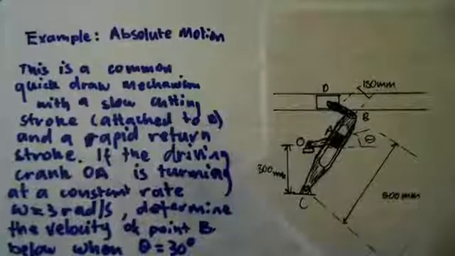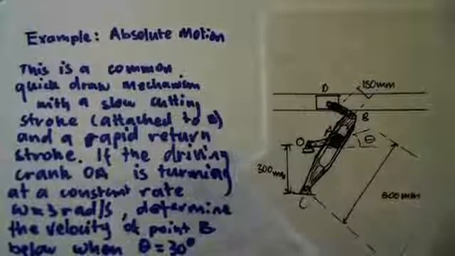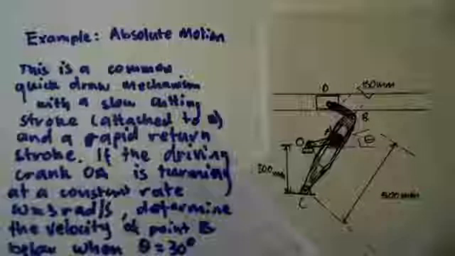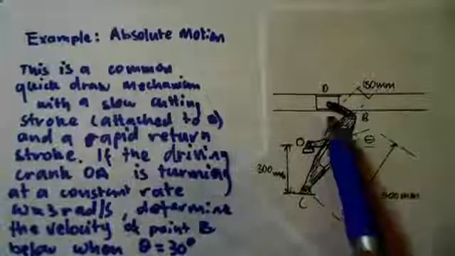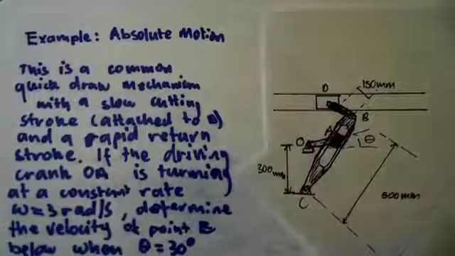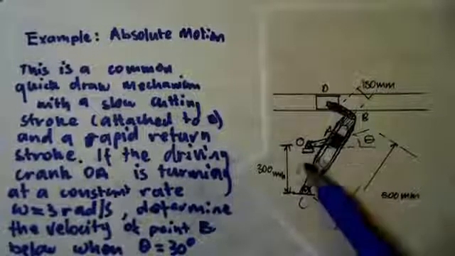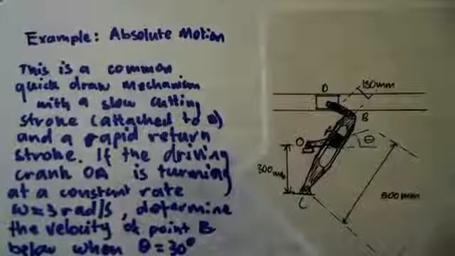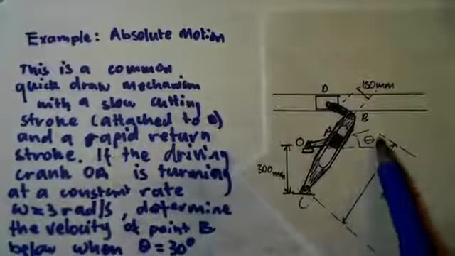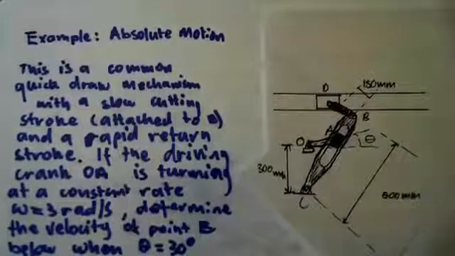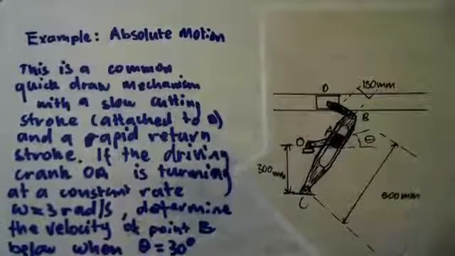Hey everyone, this is just an example on absolute motion, and the question states that this is a common quick draw mechanism with a slow cutting stroke attached to D, just here, and a rapid return stroke. If the driving crank OA, so this driving crank here, is turning at a constant rate, omega, or theta dot, the time rate of change of this angle here, is 3 radians a second, determine the velocity of point B below when theta equals 30 degrees.